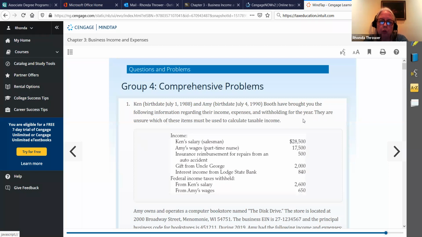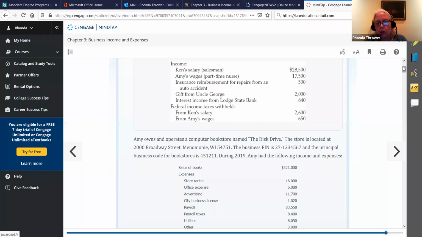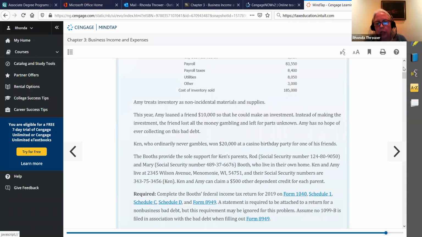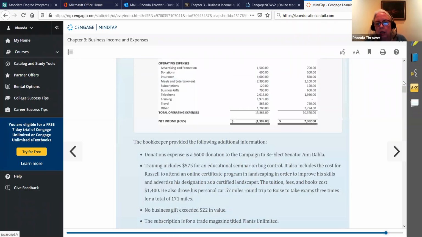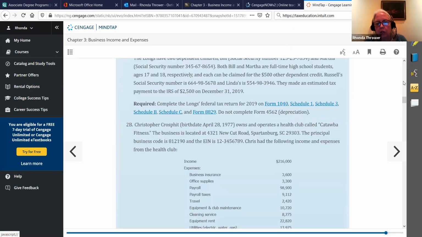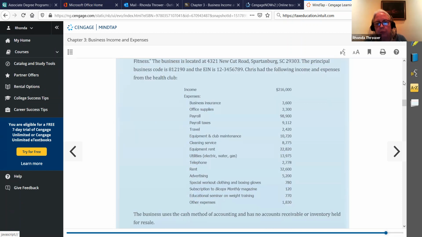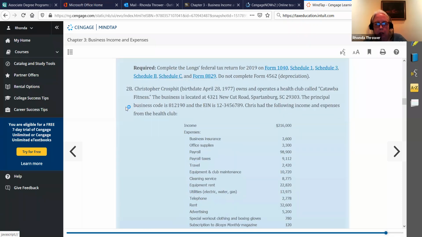And it'll take you straight there. And this is group 4, this is comprehensive problem 1. Well, what we're doing is comprehensive problem 2B. So I'm going to scroll down here. This is 2A, so that's not the right one, until I get to 2B. And here's where 2B starts.